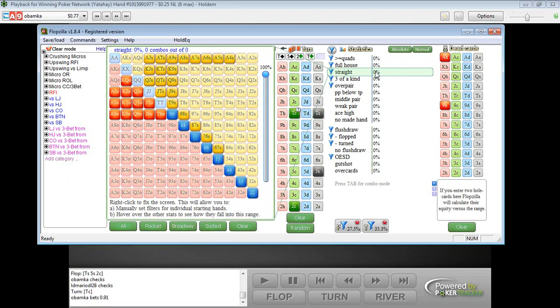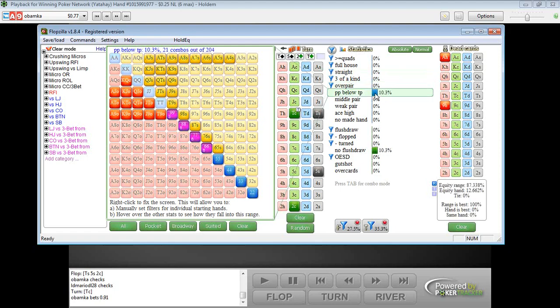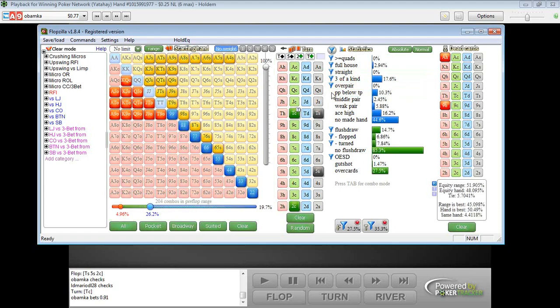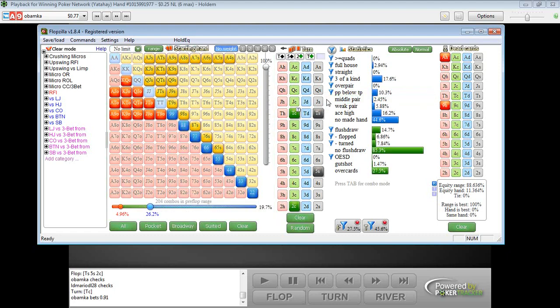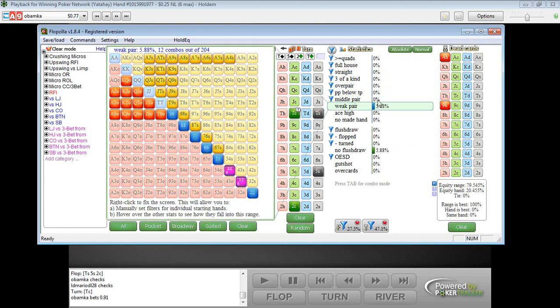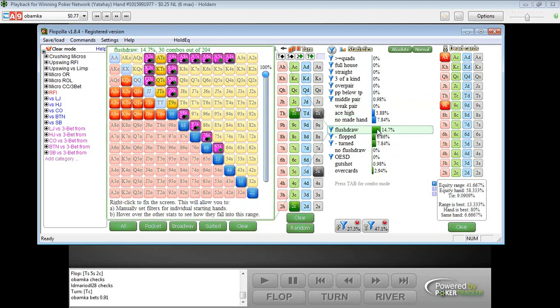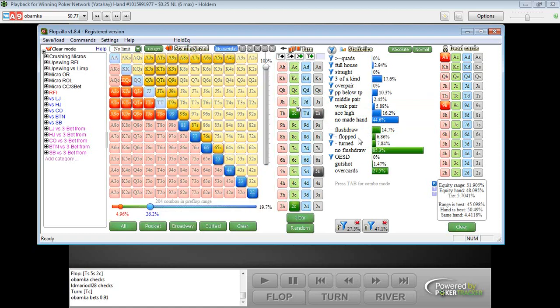So full house, straight, three of a kind. There is no overpair. Pocket pair below top pair, he actually could be doing this. It's always possible. A middle pair, it's always possible because he has two pair. He might be doing that with two pair, even though it's not a real two pair, he might be doing it with something like that. And is it possible that he's bluffing out of position? It's possible, but I'm going to say no.